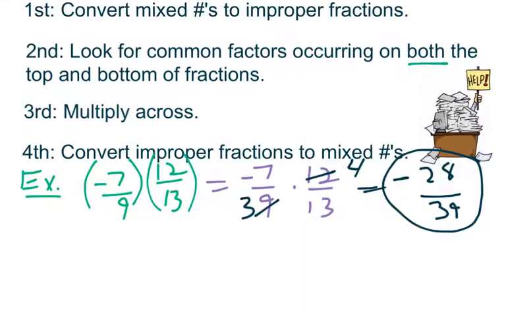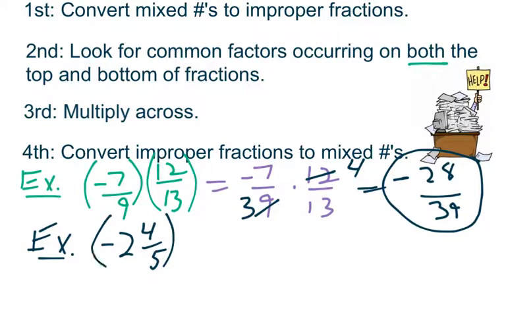All right, I'm getting a little bored with just numbers. Why don't we throw some letters in the mix? Make this a little more challenging for you. Say we had -2 4/5 multiplied by -6x/7.